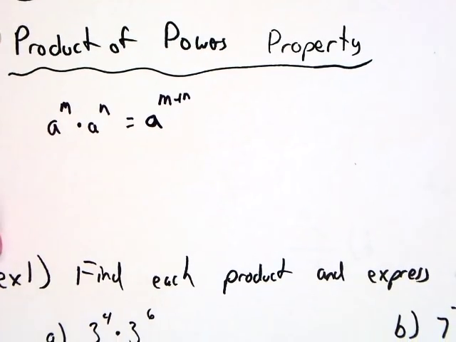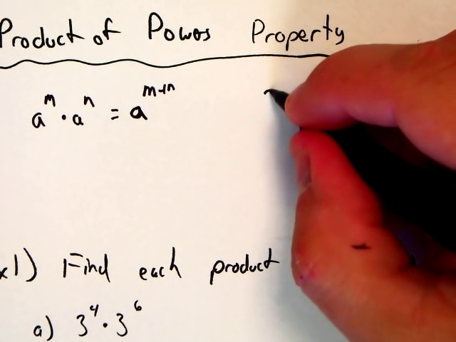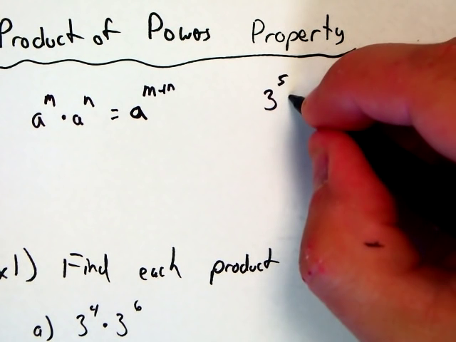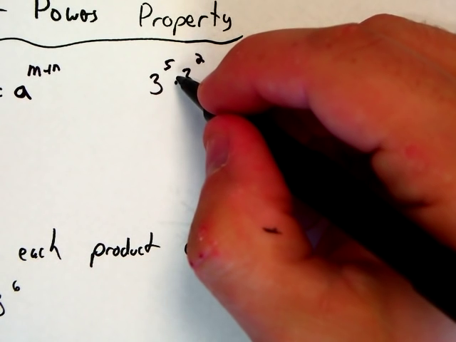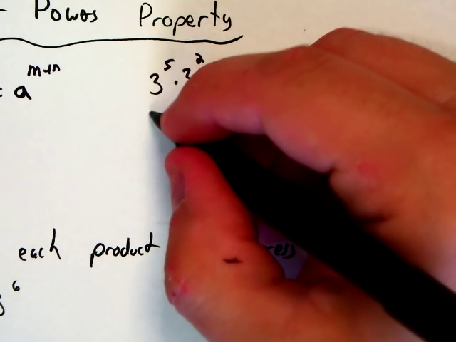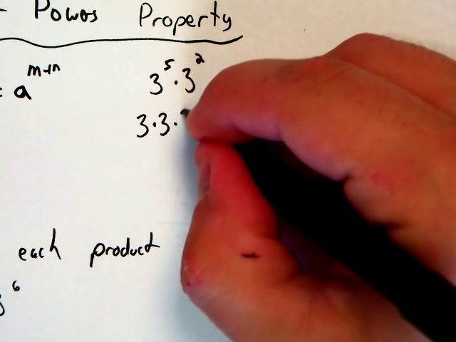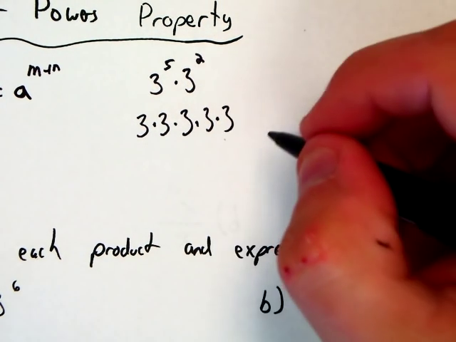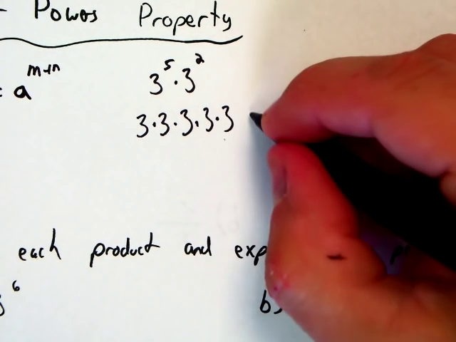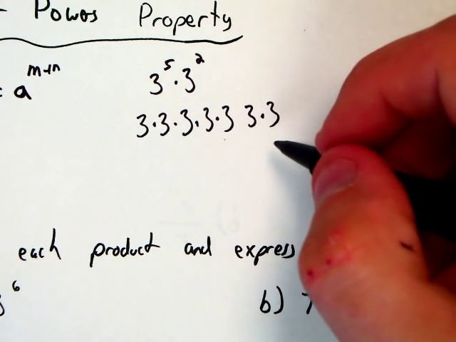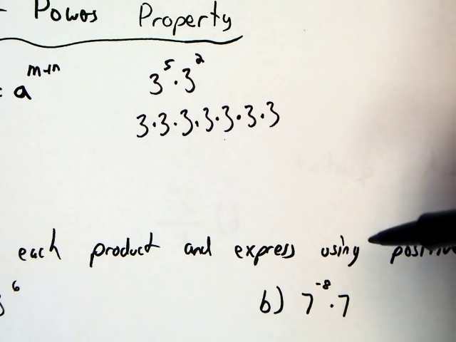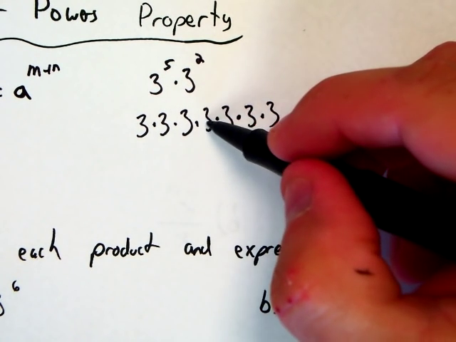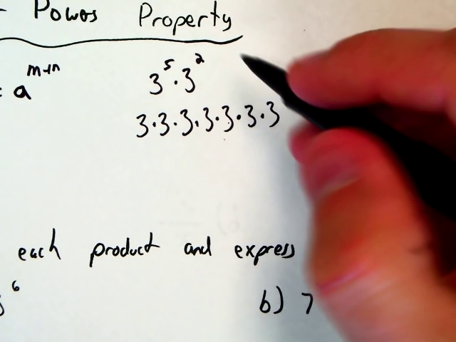So let's look at a very specific example here so we can see why this actually works out the way it does. So let's take 3 to the 5th times 3 to the 2nd. 3 to the 5th is 3 five times. So this is 3 times 3 times 3 times 3 times 3. 3 to the 2nd would be two 3s. And I'm multiplying them together. So now I still have a repetition of 3s. Now I have 1, 2, 3, 4, 5, 6, 7 of them. And 5 plus 2 is 7.